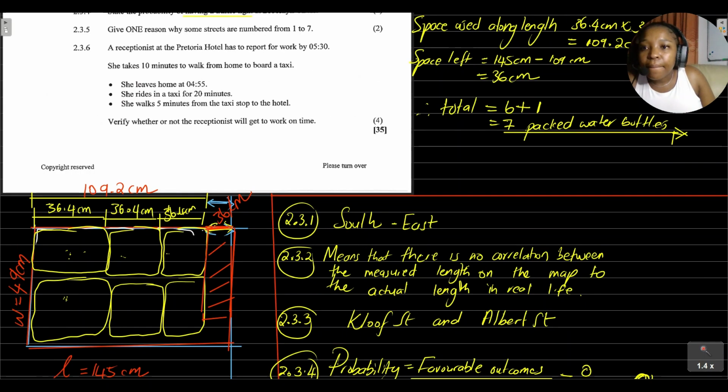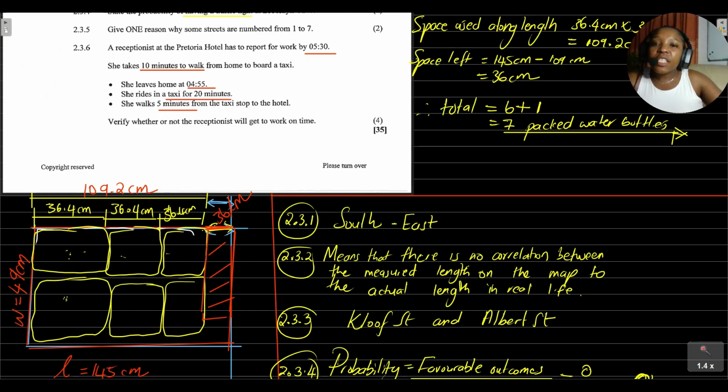2.3.6, what is happening there? So we are told that a receptionist, right? A receptionist at the Pretoria Hotel has to report for work by 5:30. Okay, so she needs to be at work by 5:30 in the morning. That's incredibly early. She takes 10 minutes to walk from home to board a taxi. She leaves home at 04:55. She rides a taxi for 20 minutes and she walks 5 minutes from the taxi stop to the hotel. Verify whether or not the receptionist will get to work on time.